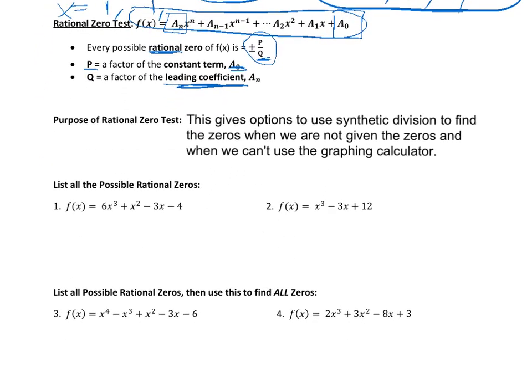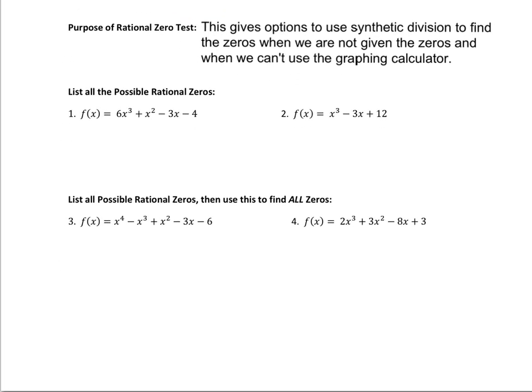Now the whole purpose of the rational zero test is that it gives us options to use synthetic division to find the zeros, and here's the main part. We're not going to be given the zeros, and we're not going to have the graphing calculator. So before I use synthetic division and try to find the zeros, let's list all the possible rational zeros. And again, we'll talk about what this means.